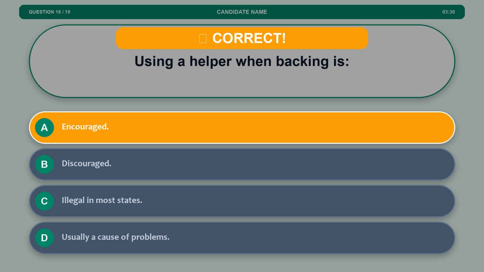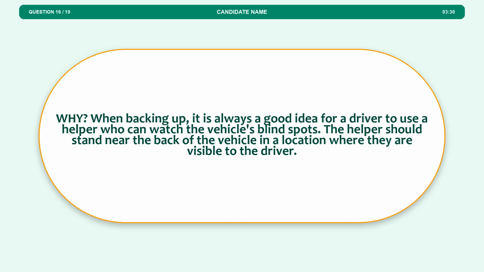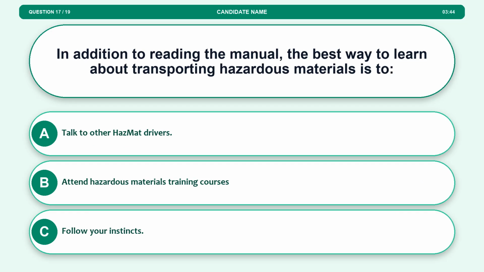The correct answer is option A, encouraged. Explanation: when backing up, it is always a good idea for a driver to use a helper who can watch the vehicle's blind spots. The helper should stand near the back of the vehicle in a location where they are visible to the driver.